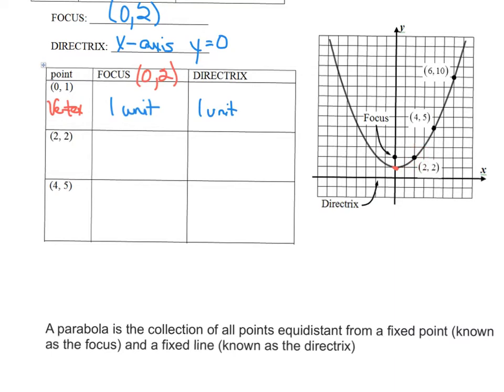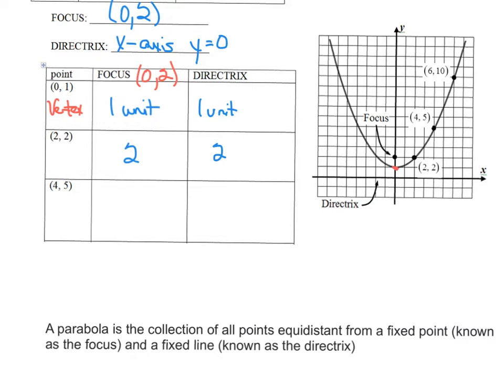I see that I can pretty easily measure the distance from the focus to that point 2, 2, and that distance is 2 units away. I also want to measure the distance from the point 2, 2 down to the directrix. I would go that perpendicular distance right there, and I see that that distance is also 2. So the point 2, 2 also satisfies the definition of a parabola because it's the same distance between that point and the focus as it is from that point and the directrix.